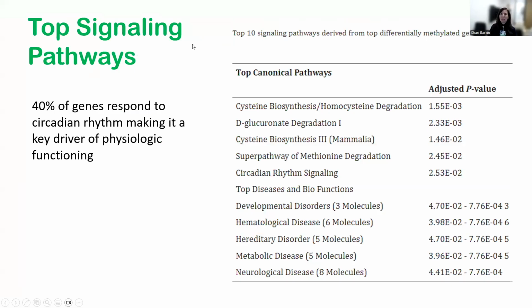The other thing that was really interesting to me is we looked at top canonical signaling pathways. And you can see that these were the top signaling pathways. All of them are interesting, but circadian rhythm really stood out to me as something that at that time hadn't been studied very much. We know that 40% of our genes respond to circadian rhythm. It's a key driver of physiologic functioning. And this really made our team ask additional questions about circadian rhythm. And remember, when we talk about circadian rhythm, it's not the way that I learned about it in medical school, where we thought about the master clock and the pineal gland.